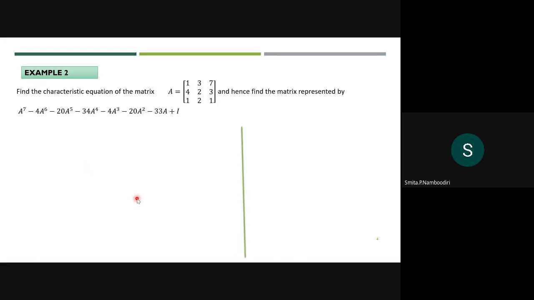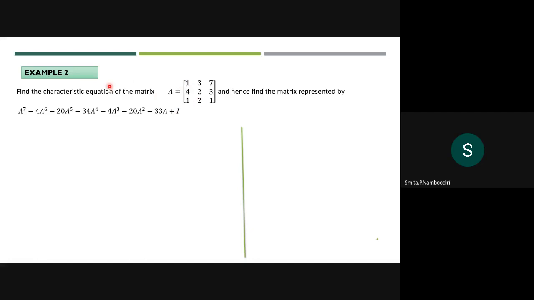The next question, find the characteristic equation of the matrix and hence find the matrix represented by this: A raised to 7 minus 4 A raised to 6 minus 20 A raised to 5 minus 34 A raised to 4 minus 4 A cube minus 20 A square minus 33 A plus I. हमें सबसे पहले क्या निकालना है? Find the characteristic equation of A.